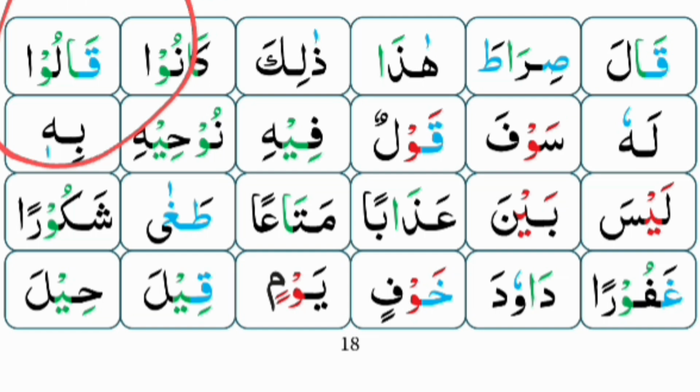As you see, the next letter is the same as the previous word, but the previous has kaf and noon, this has qaf and lam. So lam, waw, damma, lu: qalu.